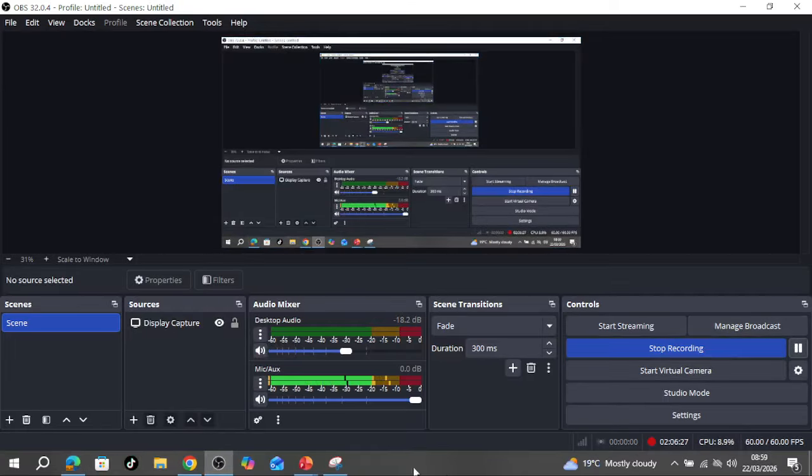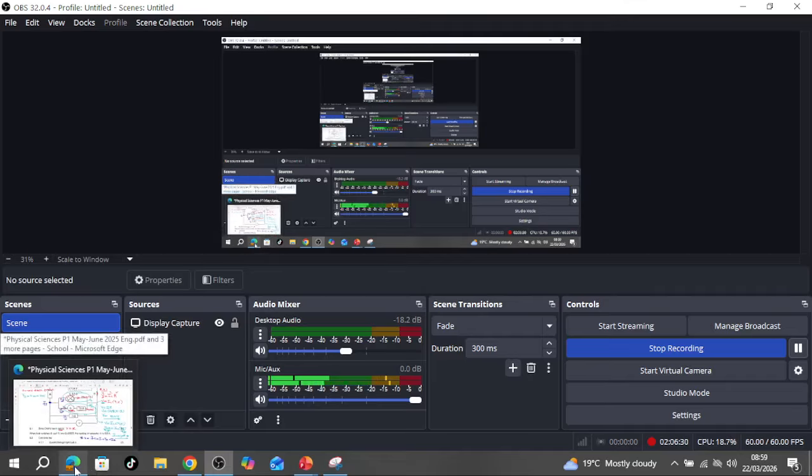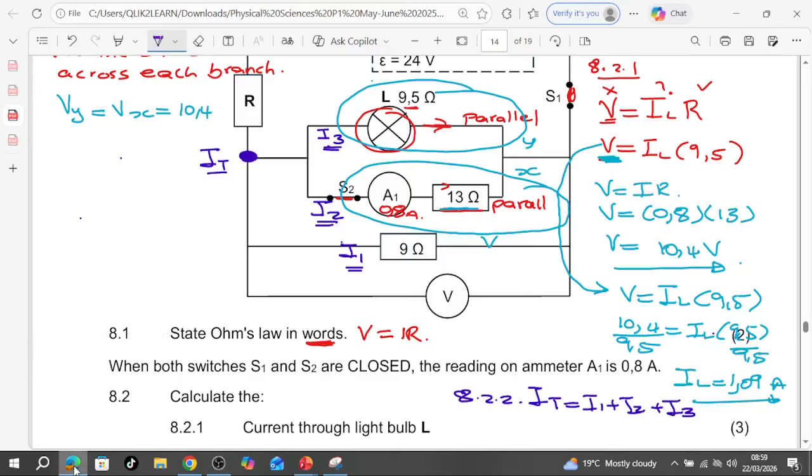Okay, so when we work on this, I need to find my I total, and then we said we're going to find the total of those currents, current 1, current 2, and current 3. So I think it's going to be an easy thing for us to do, because already we know the current for the second one. So let's quickly work on this one.